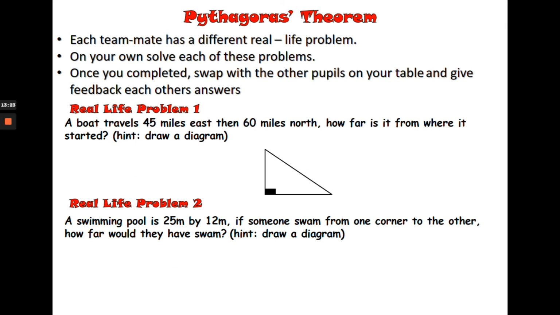And now we're going to move on to some real life problems. So a boat travels 45 miles east, then 60 miles north. How far is it from where it started? Hint, draw a diagram. I have done that for you for the first one. So draw a diagram to help you understand the question. So if you take some time, just pause the screen and work those ones out, please.